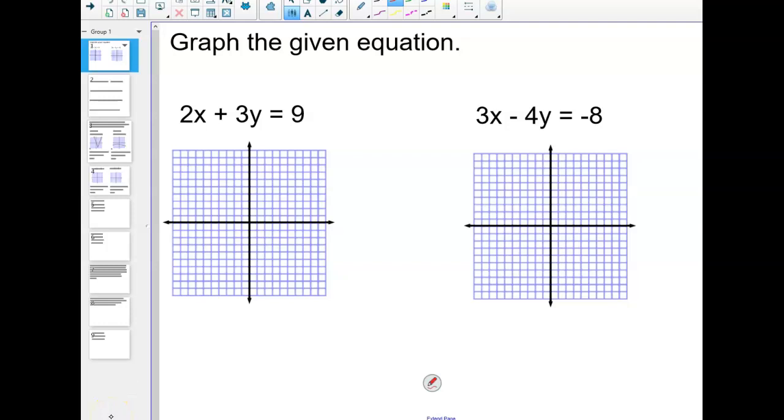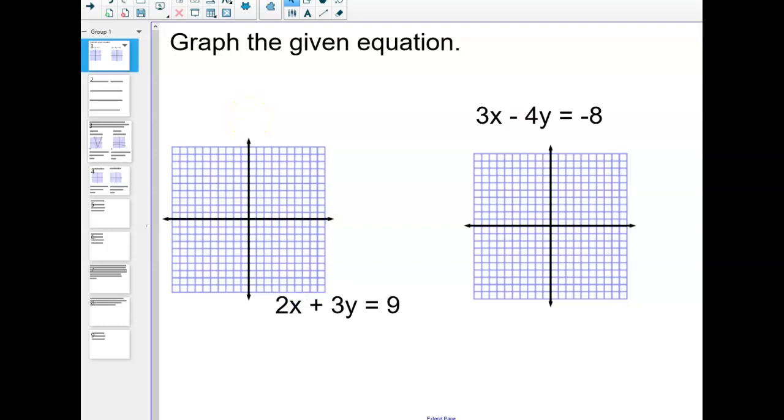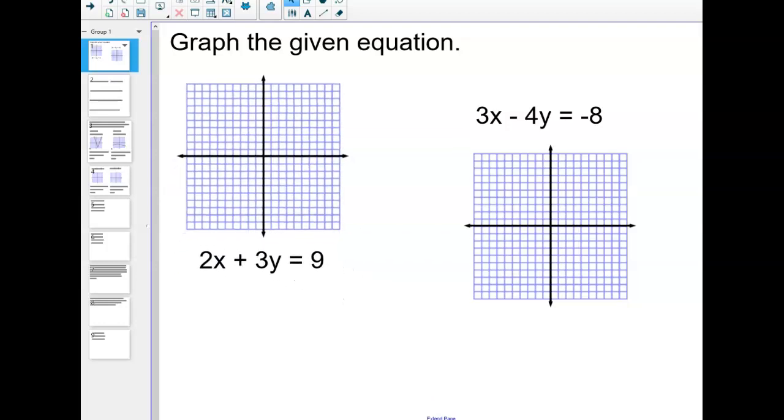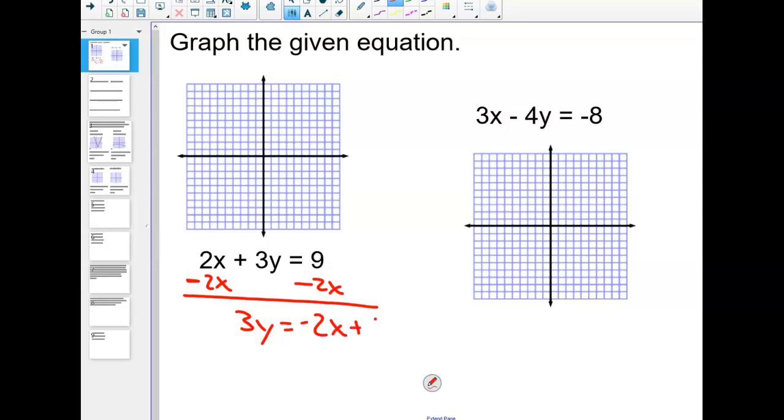Graphing the given equation, my first step has got to be to get the x with its coefficient on the other side. And then we divide everything that's in front of the y. And I'm going to be graphing negative 2/3 x plus 3.